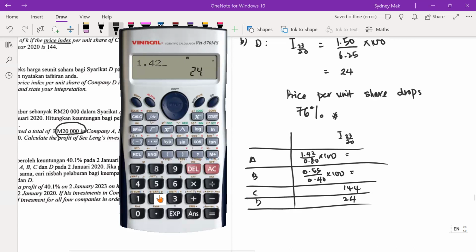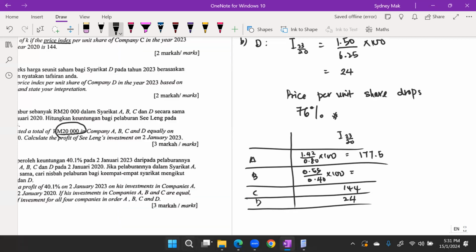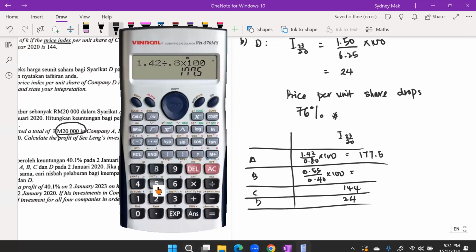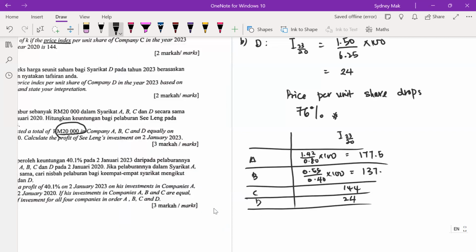1.42 divided by 0.8, and then we times 100, 177.5. Okay, this is the price index. Next is 0.55 divided by 0.4 times 100. So the price index is 137.5.